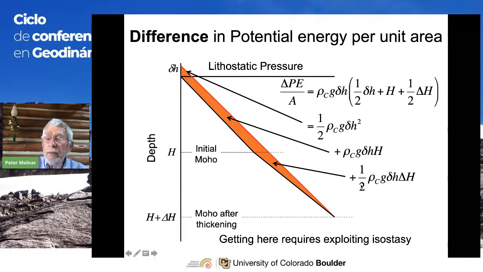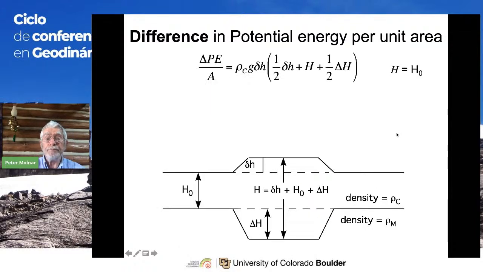So this sum, if you add these up, the half, you have a delta H in front, you have a half here of this, you have a full H, and then a half of big delta H over on that side. So the difference in potential energy per unit area between this region and this, the high regions and the crustal root and the low neighboring regions, is this quantity right here. And remember, this is the same as a force per unit length.